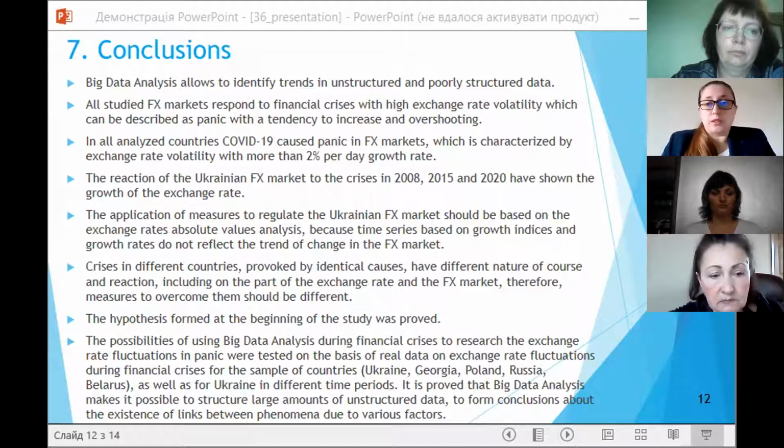Our hypothesis was proved, and the possibilities of using big data analysis during financial crisis were tested on the basis of real data on exchange rate fluctuations. So we can say that we can use them, we can structure such type of data, and big data analysis helps us also work with economic fields.